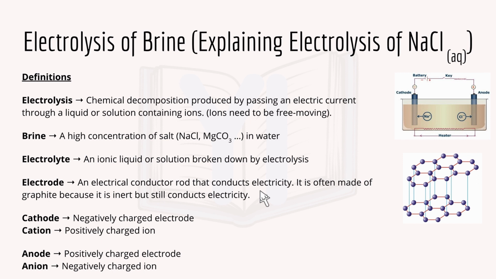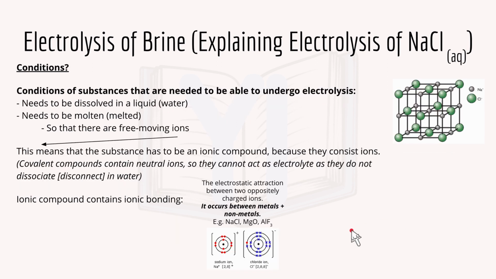And the cathode is the negatively charged electrode, and a cation is a positively charged ion. And the anode is the positively charged electrode, and an anion is a negatively charged ion. So here are diagrams, and we'll move on to some conditions. Here are some conditions of substances that are needed to be able to undergo electrolysis. They need to be able to dissolve in the liquid, and it needs to be molten so that there are free moving ions. So as I talked about just now, the ionic compounds have to be either molten or in aqueous solution so that they have free moving ions.